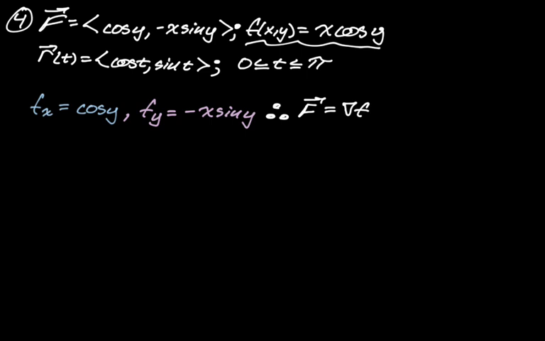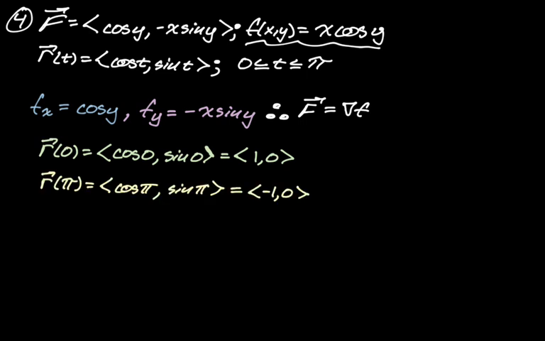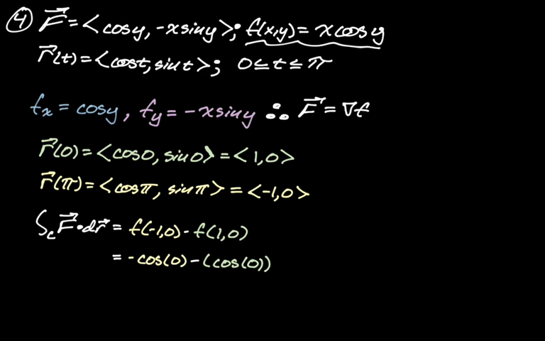So now we can use the fundamental theorem of line integrals. And so let's see if we can do that. So r of 0, where we started, is just (1, 0). r of pi, where we're ending, is (negative 1, 0). So our line integral will be f of where we end, which is (negative 1, 0), minus f of where we started, which is (1, 0). Now we go up to f and we plug in. So we get negative 1 times cosine of 0 minus 1 times cosine of 0, which is going to give us negative 1 minus 1, which is negative 2.